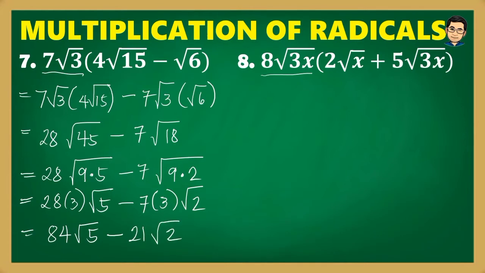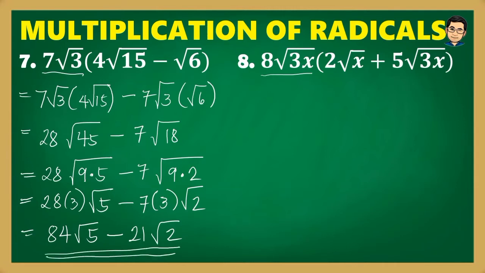So we cannot subtract 84 square root of 5 and 21 square root of 2. It's because unlike radicals po. So hindi sila pareho ng radicand. 5 yung isa naman 2. So this will be our final answer.